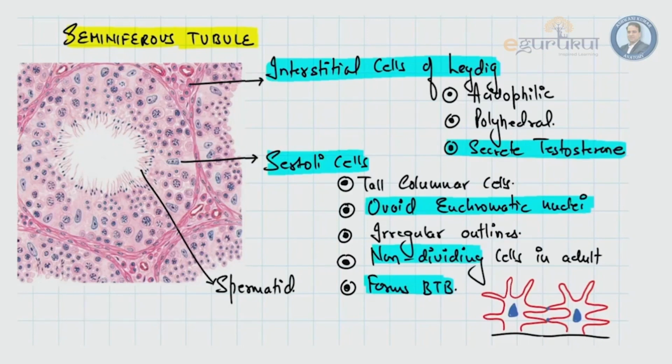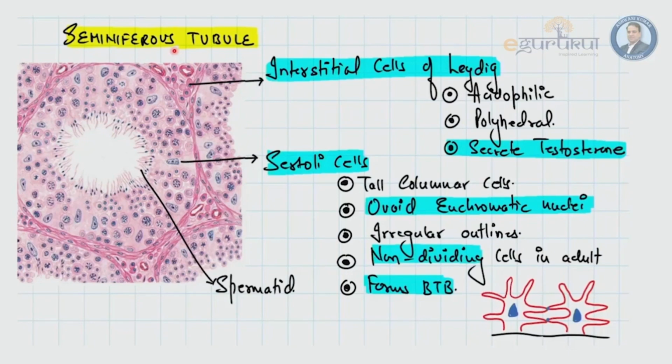What else you will see outside the seminiferous tubule, in between the seminiferous tubules, are these cells called the interstitial cells of Leydig. These are polyhedral acidophilic cells, if you look carefully, and these are the cells which actually secrete testosterone. So the important cells to notice inside the seminiferous tubule are the Sertoli cells, and the important cells to be noticed between the seminiferous tubules are the interstitial cells of Leydig, or the Leydig cells, which are the testosterone-secreting polyhedral acidophilic cells.